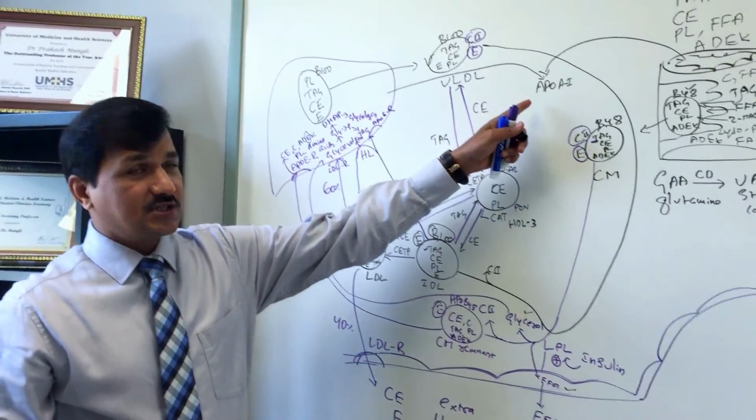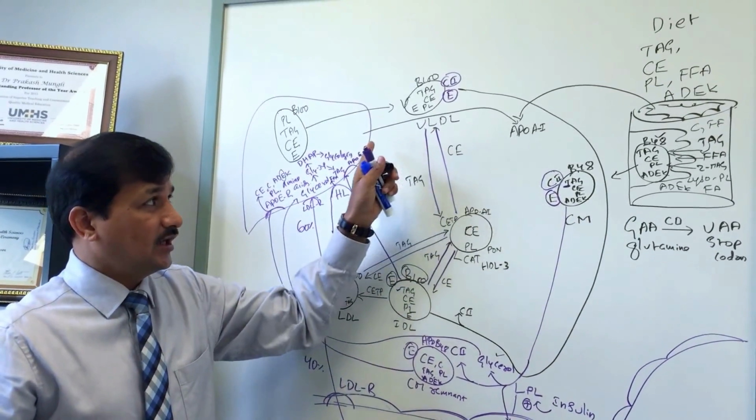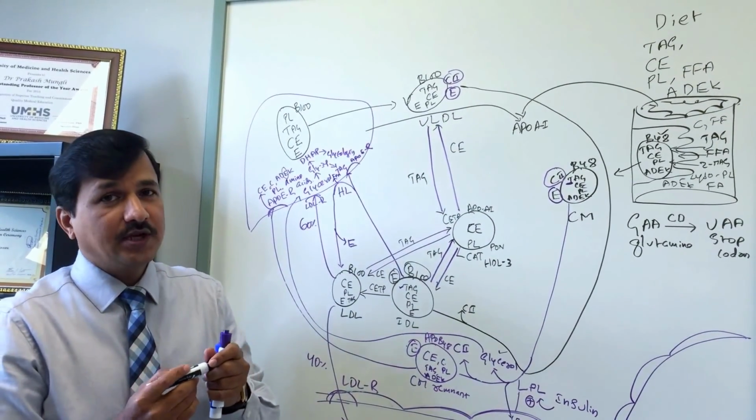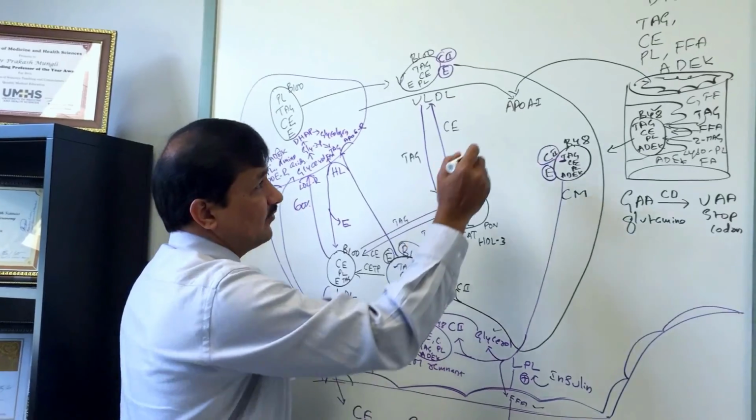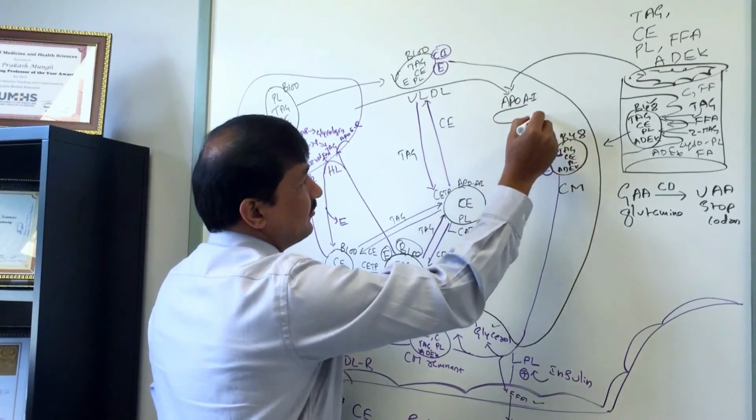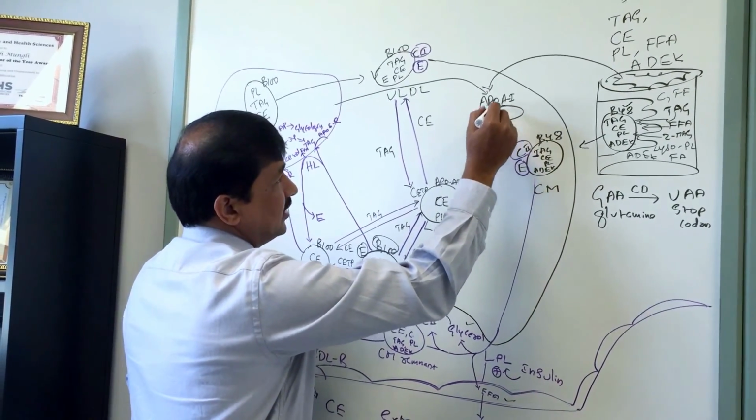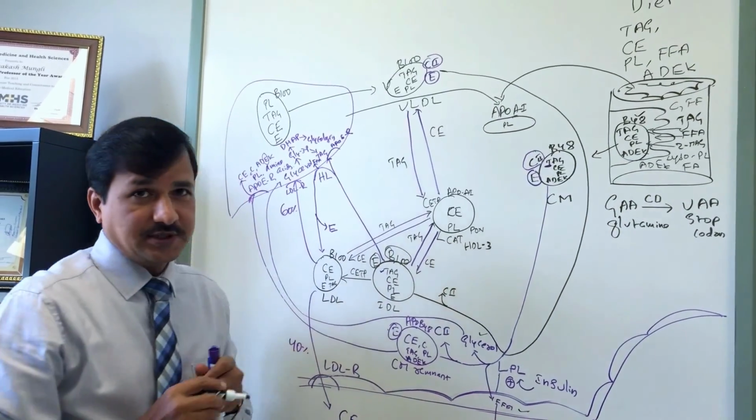As it is synthesized and secreted by the intestine and the hepatocyte, ApoA1 brings phospholipid. So it will bring phospholipid along with that. So there will be ApoA1 along with the phospholipid.